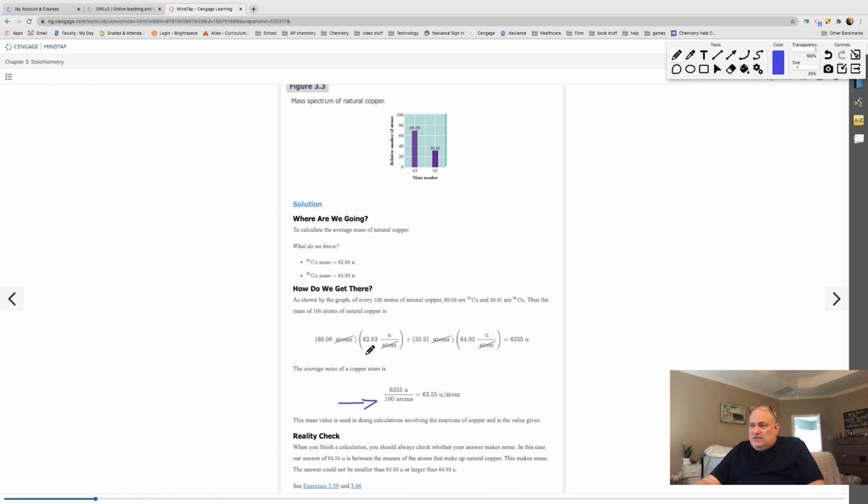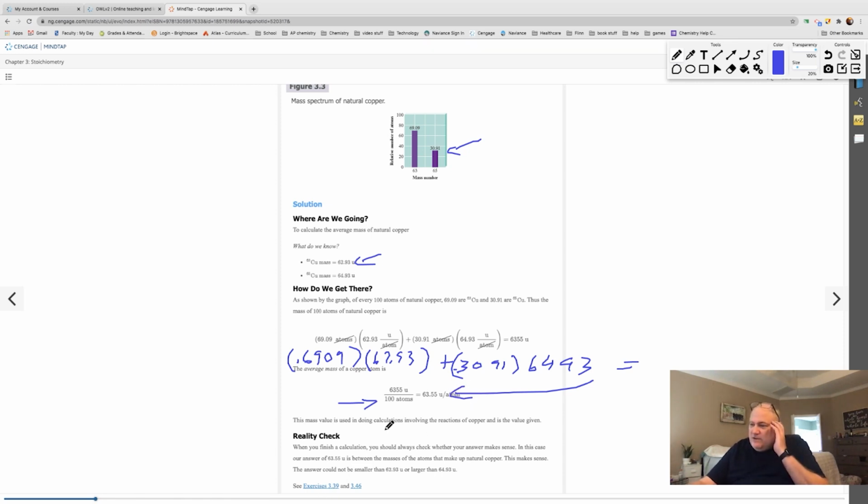I would suggest that you guys do this. You go 0.6909 and multiply it by the molar mass or the formula mass or whatever you want to call it, which they gave you in the problem. So that would be 62.93. Then you're going to add that to the other percentage, 30.91%, as a decimal, 0.3091, and multiply that by the 64.93. If you do that, you're going to go straight to this number right here, which I encourage you to do. You might also want to practice doing some of these on your own.